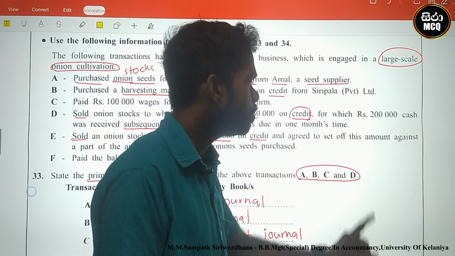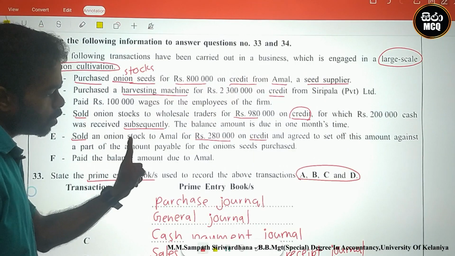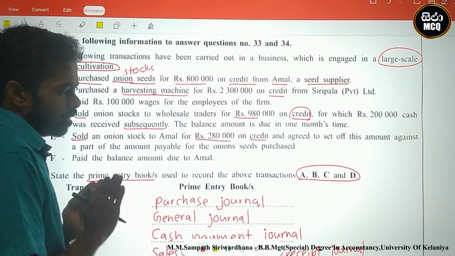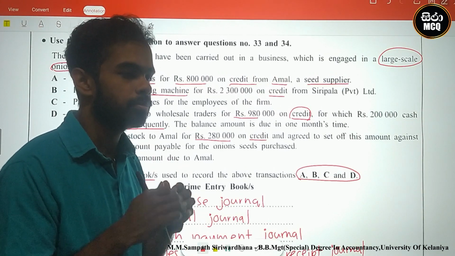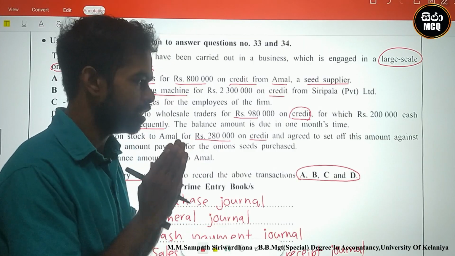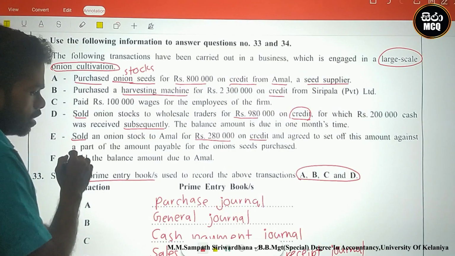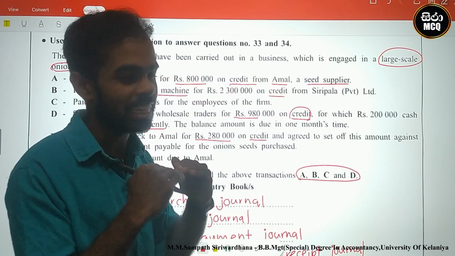There is a receivable; set off this amount against a part of the amount payable for the onion seed purchase. Therefore, this is the set-off transaction. Set-off means the paying or receiving transaction. Therefore, this is not related to sale. This is the first sale transaction. Therefore, we can identify the credit sale.